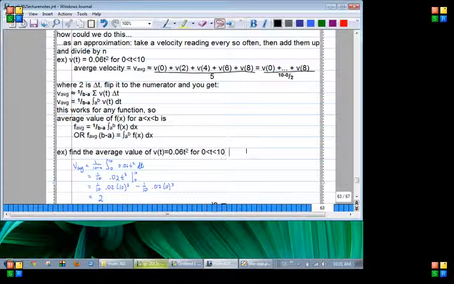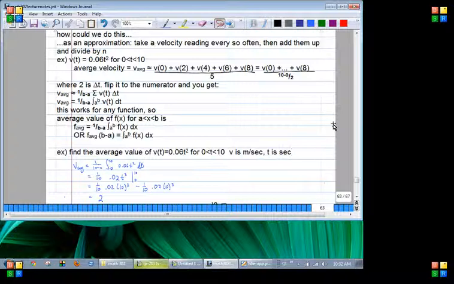Now I violated my own rule. I forgot to give the units. So let me go back and give units. So velocity is meters per second, and time is in seconds. So if that's the average velocity, this is 2 meters per second. So I think this is a very, very simple, straightforward problem. Find the average value of any given function.